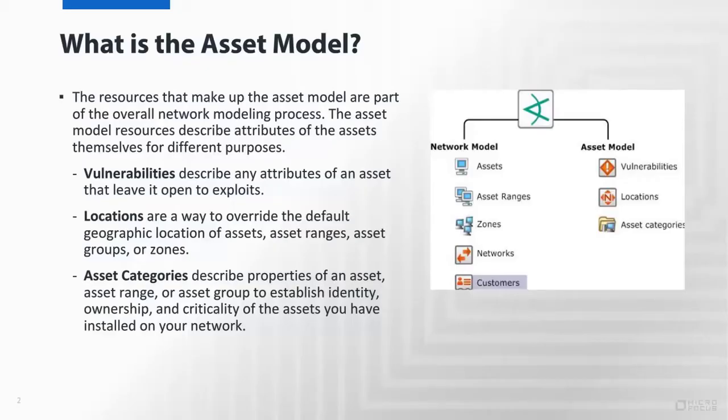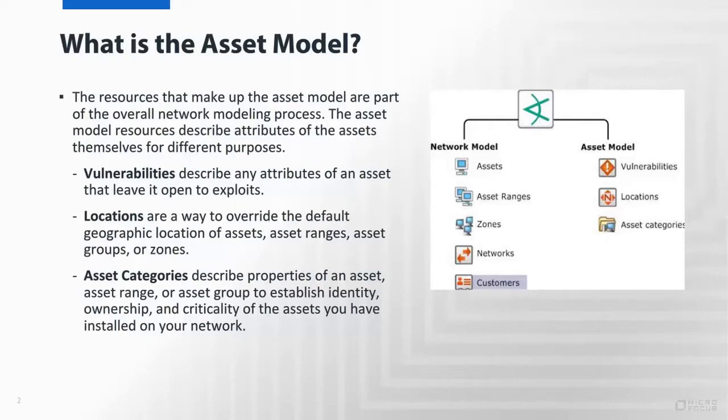Well, at its core, it consists of three resource types: vulnerabilities, locations, and asset categories. They ultimately fill out the network model and associate these attributes specifically to the assets or asset categories, network, or asset ranges. They can be applied across, and inherited down through the resource trees as assets ultimately belong and map back through the network model.